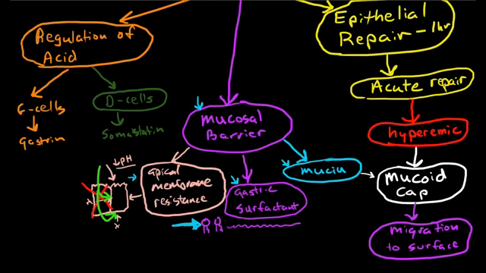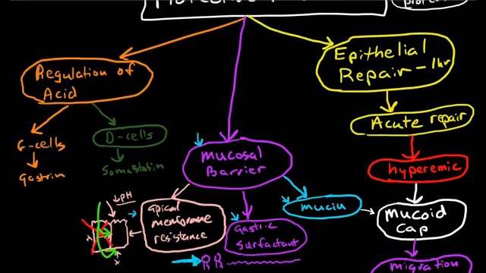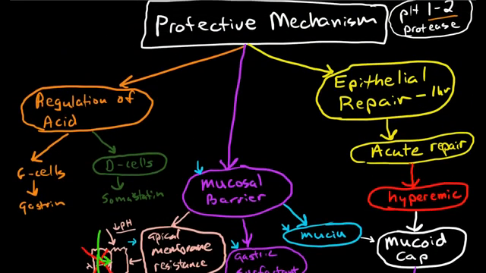Now I'm going to talk about how all of these things can be disrupted, and it's disruption of 1, 2, or 3 of these mechanisms that can lead to peptic ulcer disease. And typically, the causes of peptic ulcer disease impact all 3. Regulation of acid, disruption of the mucosal barrier, and disruption of the epithelial repair mechanism.